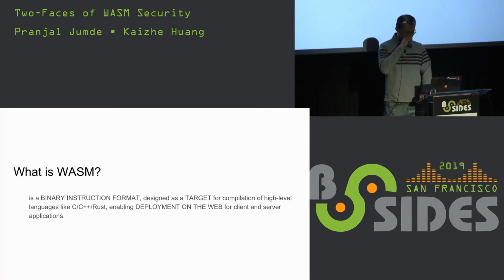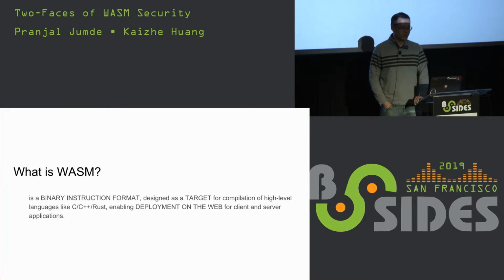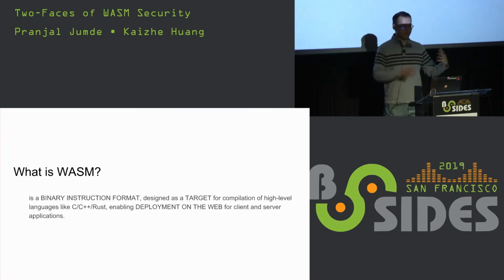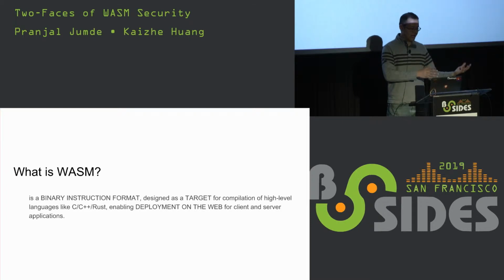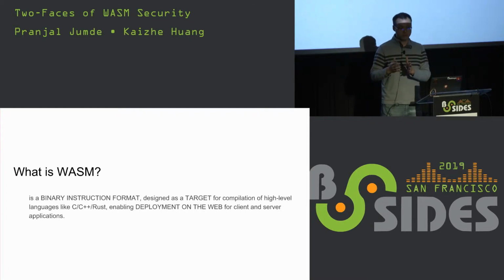So what is WASM? WASM is a binary instruction format designed as a target for compilation of high-level languages like C and C++, and it's aimed to be deployed on the web for client-server applications. You can think of it as WASM basically coming from a source of C, C++, or any other high-level language, and then becoming part of the JavaScript, I would say, that can be deployed directly with the web.